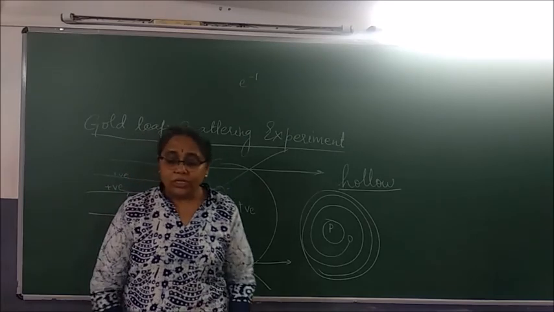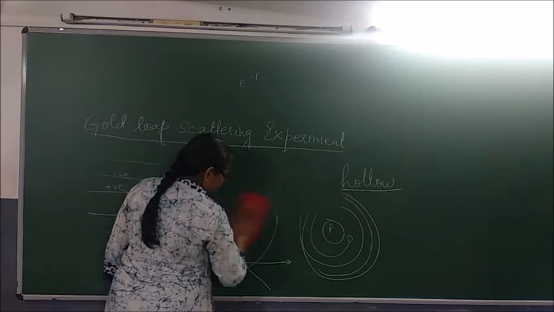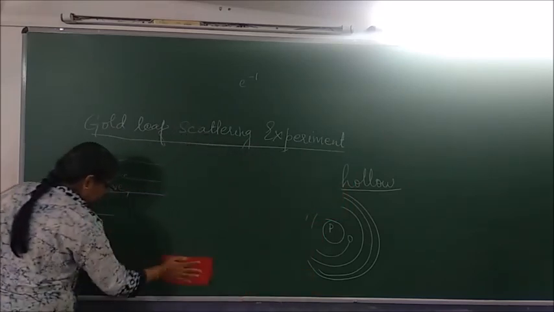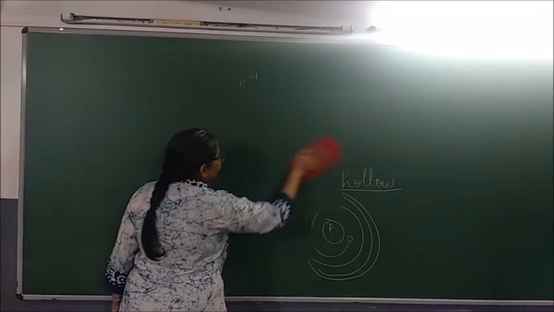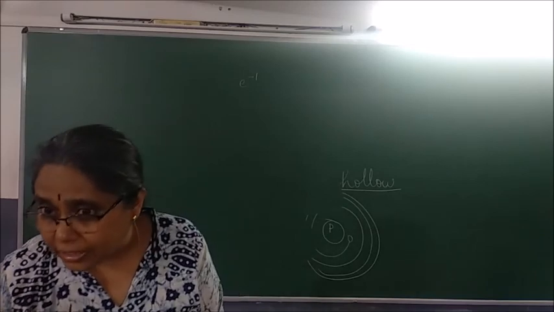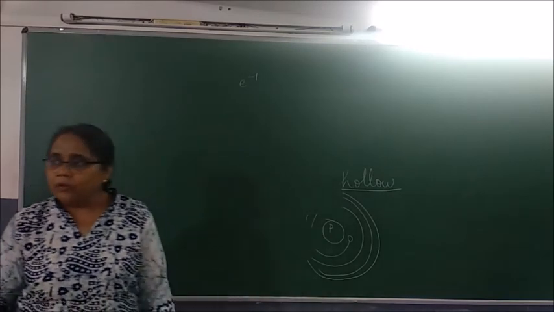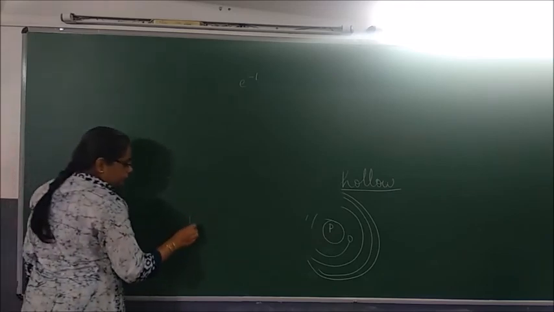Correct? Now, what is the defect of this model of atom? He failed to conclude why those revolving electrons did not fall into the nucleus. Correct. He could not explain why the electron will not lose energy when it is moving in what path? Circular path. So what happens?